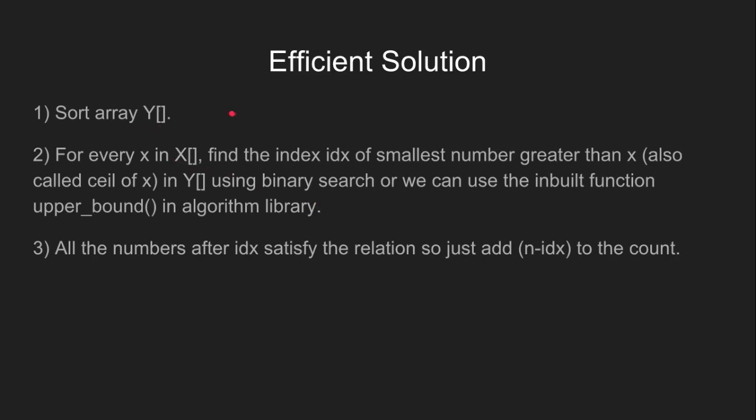Let's look at a better solution to this problem. First, we sort the array y. Now, for every element in the array x, we need to find the index of the smallest number greater than x in the array y. We can do this using binary search or the inbuilt function upper bound. All the numbers after this index satisfy the relation. So we just need to add the size of array y, which we represent as n, minus that index to the count.